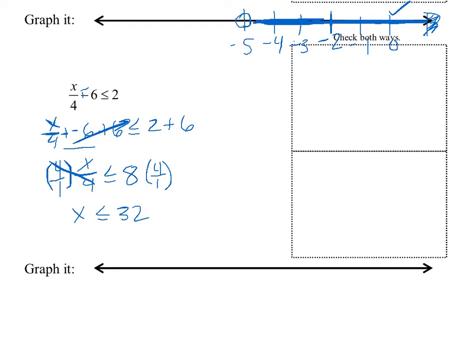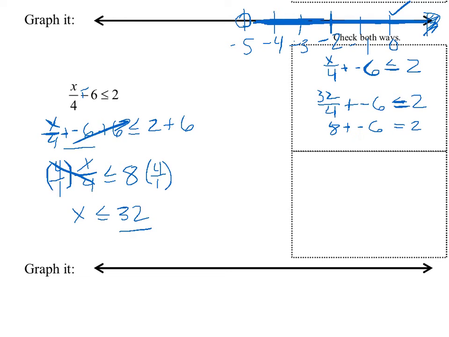So, as we want to go ahead and check this starting point, we're going to write down the original inequality, just like we did on the previous one. Always start with the original inequality for our first check and for our second check. I'm going to take the value that we think is the starting point and plug it in. For this one, we are checking to make sure that things come out equal. 32 divided by 4 is 8, plus negative 6 is supposed to be equal to 2. 8 plus negative 6 is 2, which is equal to 2.